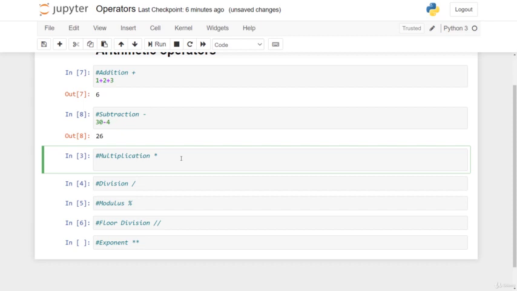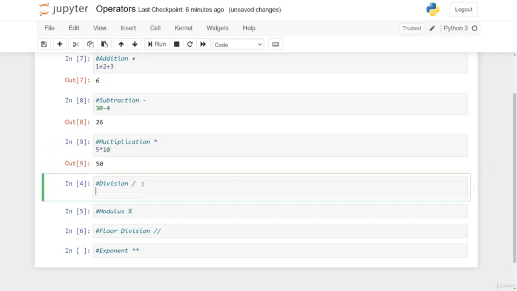Now let's talk about the multiplication operation. We simply used the asterisk symbol to multiply two operands, exactly as follows. Here we have a simple multiplication operation of two numbers using the asterisk multiplication sign. 5 multiplied by 10 and the result in this case is 50. Let's move on to the division operation.